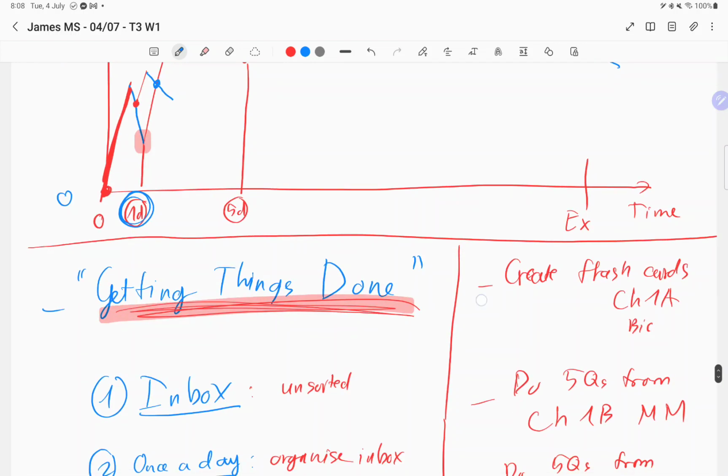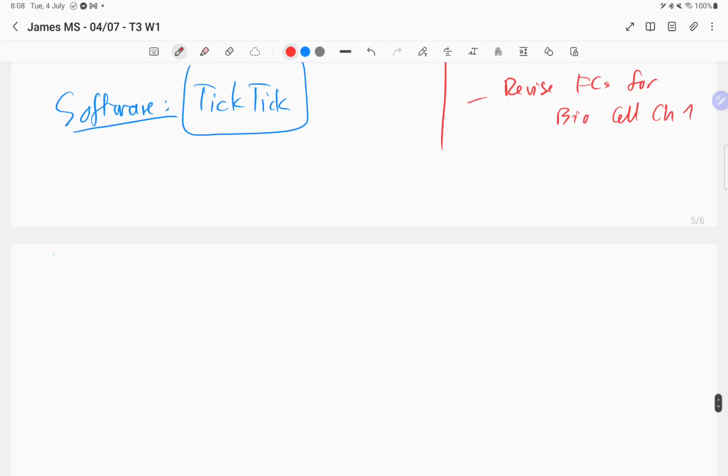One last thing I want to pass on today is the idea of diminishing return.